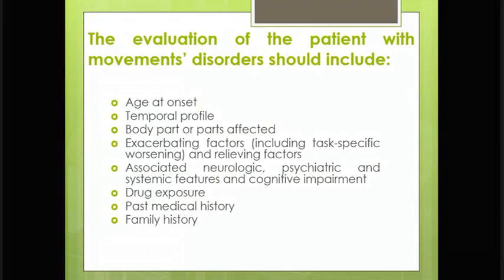Which body part or parts are affected? This point may be related to the first two points in some movement disorders. What is the exacerbating factor and relieving factor? Exacerbating factor may include task-specific, which is characteristic for some movement disorders. What is the associated neurological, psychiatric, and systemic feature and cognitive impairment? Movement disorder is not a disease, it is a manifestation. So it could be part of a disease or at least a syndromic diagnosis.